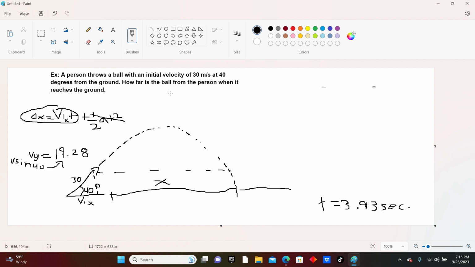So we do 30 cosine theta, which is 40 degrees. So 30 cos 40 should equal 22.98 meters per second.